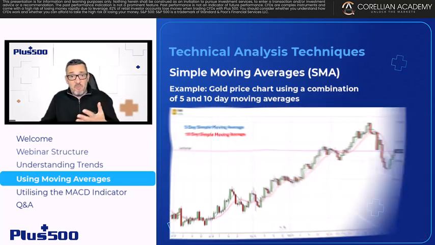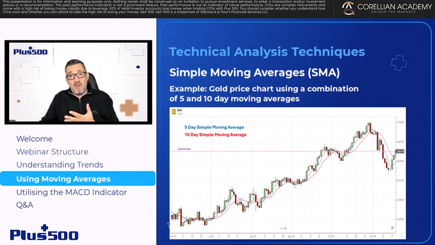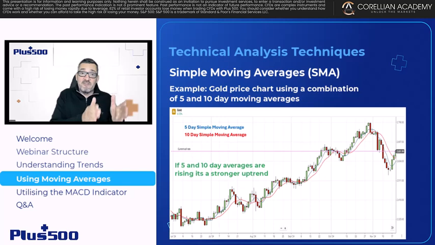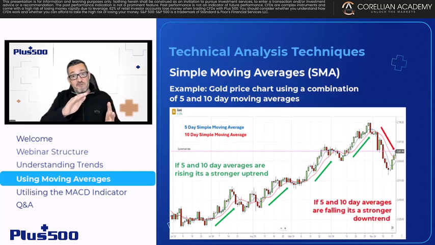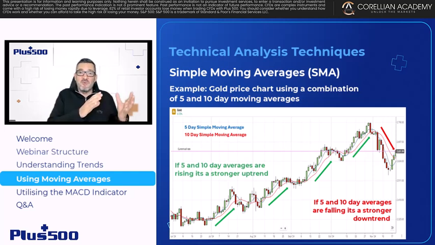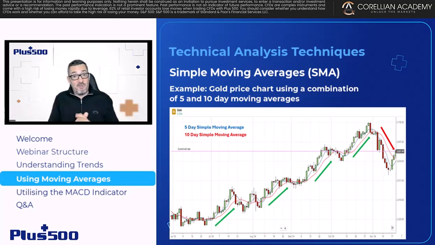In this example, with what we already know about moving averages, we can say if both the 5 and 10-day measures are rising, gold is trading within a stronger uptrend. If they are both falling, the price of gold is in a stronger downtrend. As such, simple moving averages offer us a quick and easy way to assess the trending condition of an asset. However, it doesn't stop there.